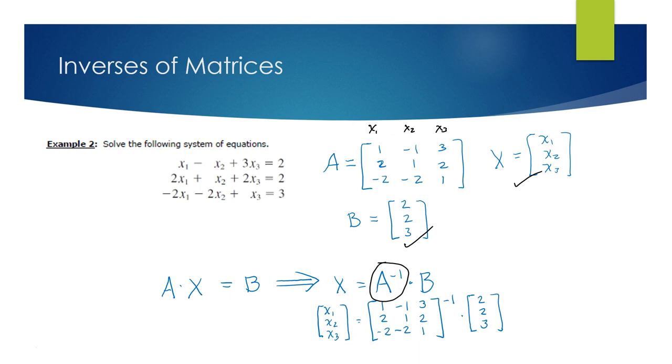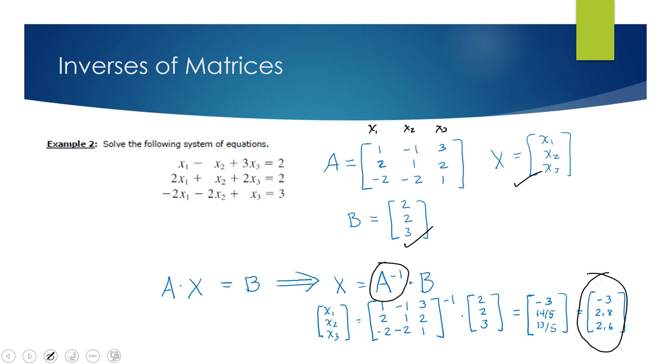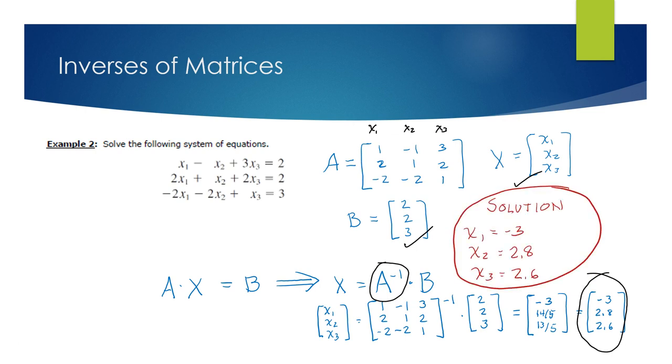So I did this. I'm not showing all the inverse calculations or anything, because we just talked about how to do that, and so you should try to do that on your own. And if I do that, these are the answers I get as decimals there. And so my solutions are x1 being -3, x2 being 2.8, and x3 being 2.6.